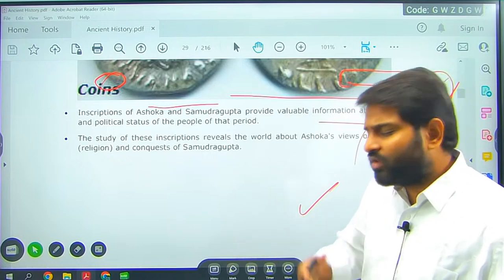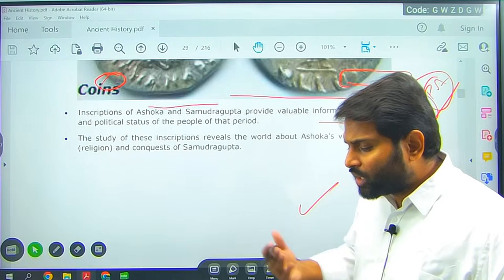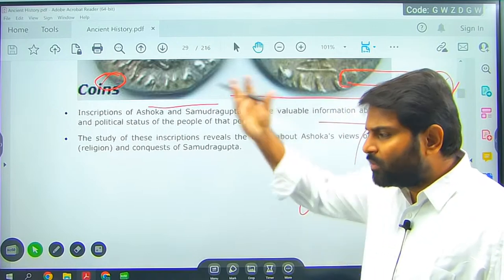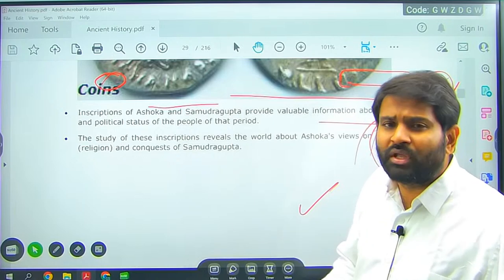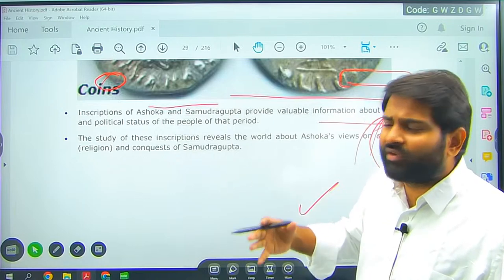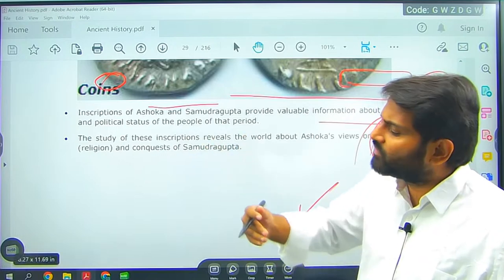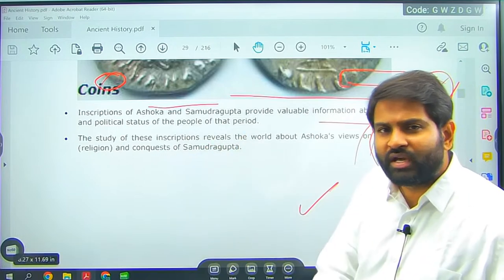Not only this, if you go to the Satavahana period, you can learn about Gautamiputra Satakarni. You can talk about Gautami Balasri's inscription and the Nanaghat inscription. Likewise, many inscriptions are there. Whenever you go to a particular regional history, there are any number of inscriptions, epigraphic sources and literary sources through which we reconstruct history.